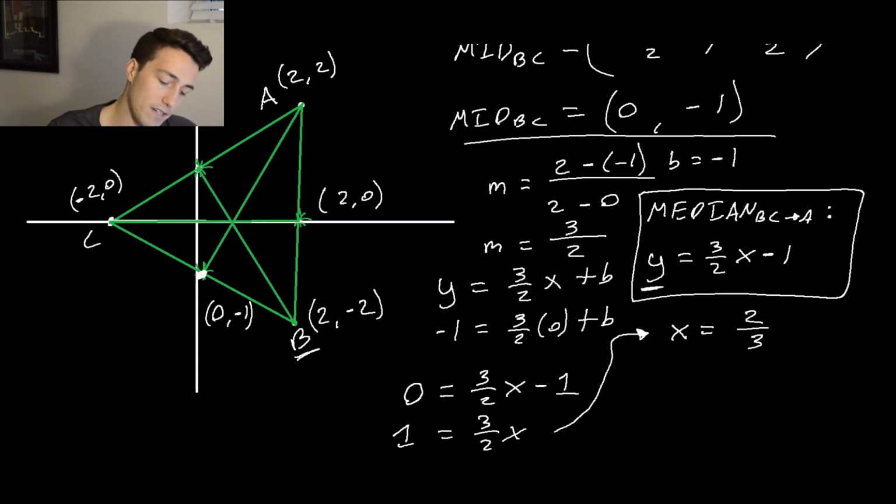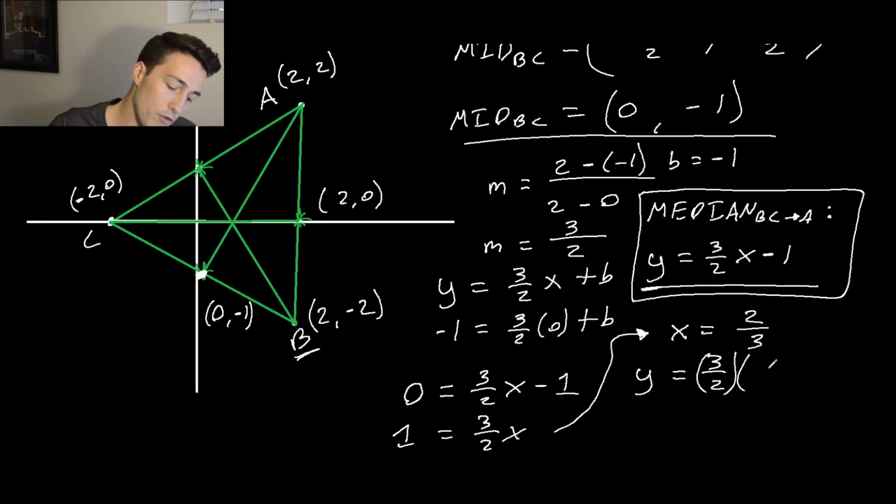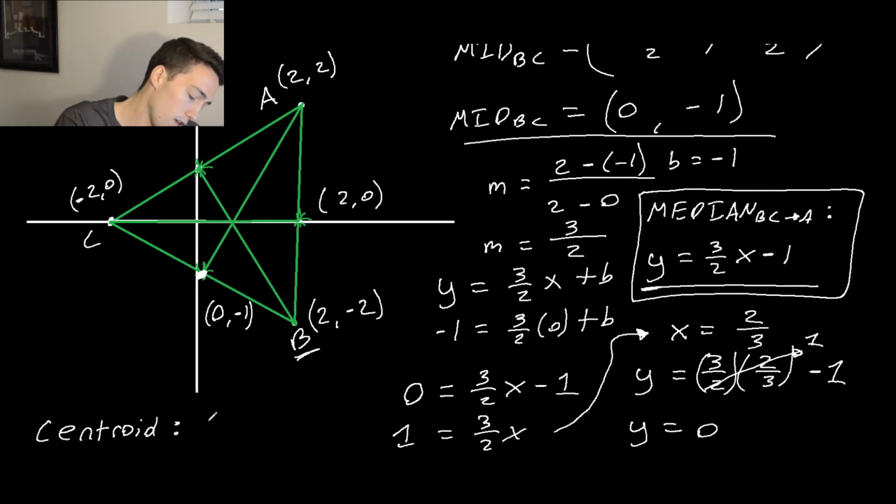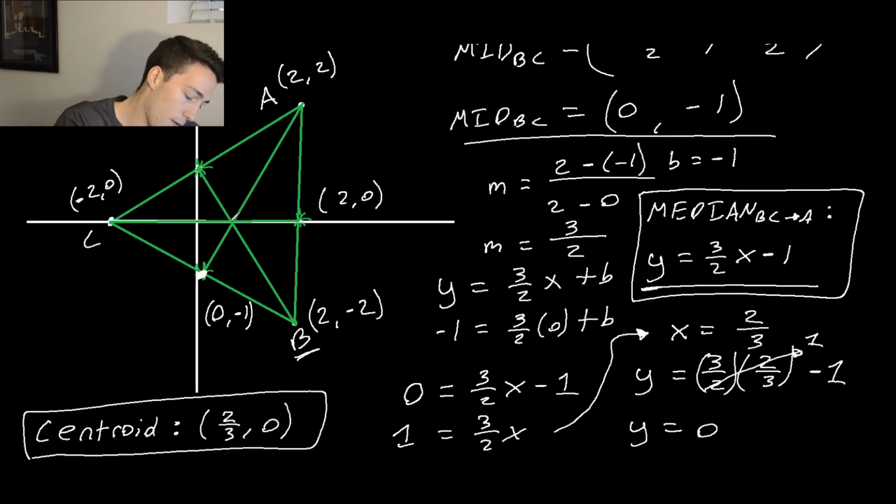Now if we plug it back into one of these values, we're going to say, okay, well, let's plug it into this line right here. y is equal to 3 over 2 multiplied by the x value, which is 2 over 3, all that minus 1. So this is going to equate to being 1. 1 minus 1 is 0. So the centroid, I'll write it over here, is located at 2 over 3, comma 0. And that would be roughly right there on this triangle.